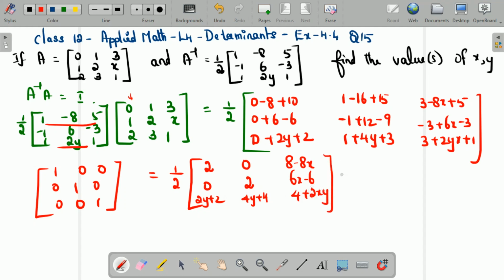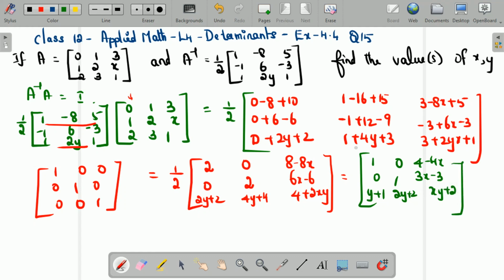Now bringing the 2 inside, the matrix will actually become 1, 0, 4 minus 4x, 0, 1, 3x minus 3, and for this it will be y plus 1, this is 2y plus 2, this is xy plus 2. Now on comparing, this is going to be 4 minus 4x. We can compare this value to be equal to 0.